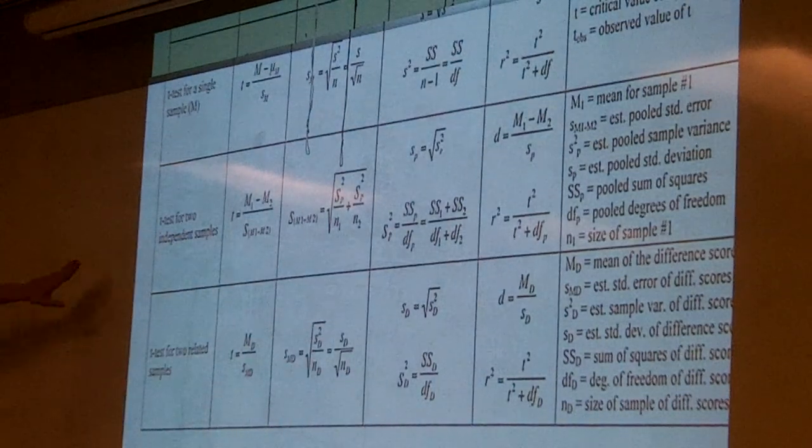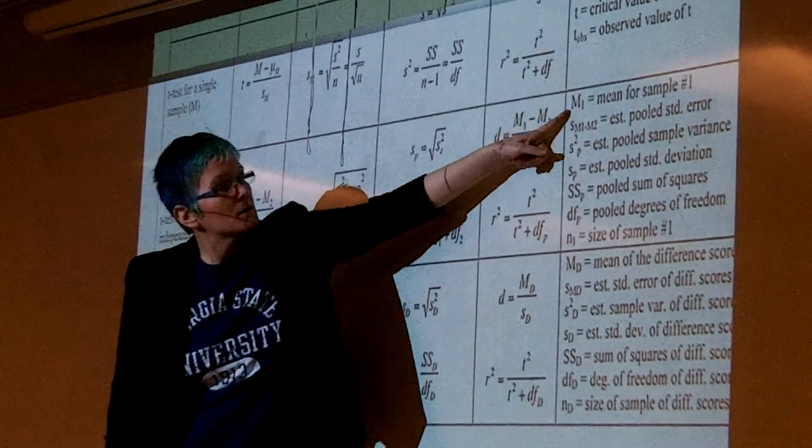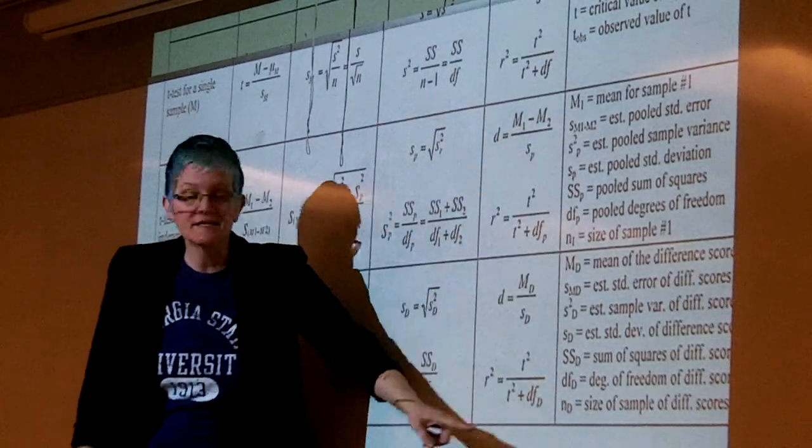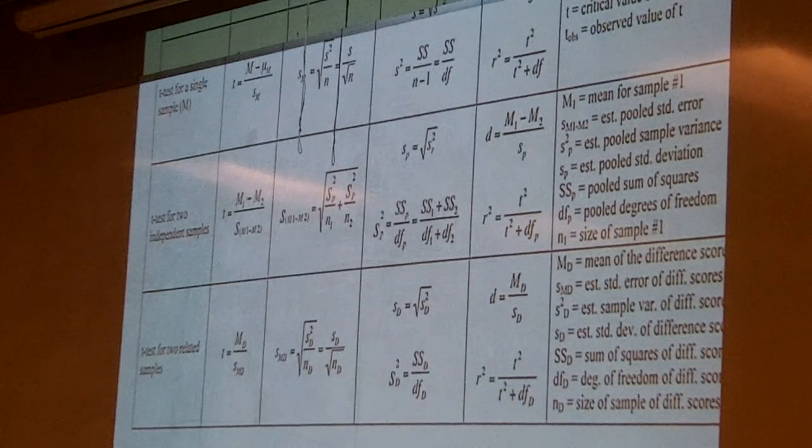As you see, I've marked those. And I've also told you over here what those different symbols mean. Now, you also know, for example, that you had to know what the symbol N meant, right? You have to know that means sample size. You have to know that DF means degrees of freedom, and that to get that, that's N minus 1.